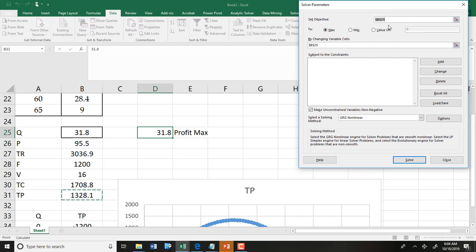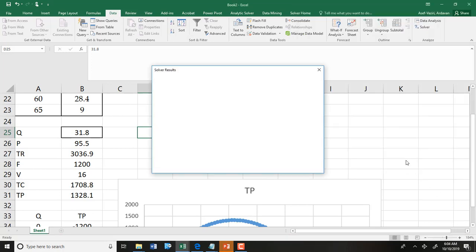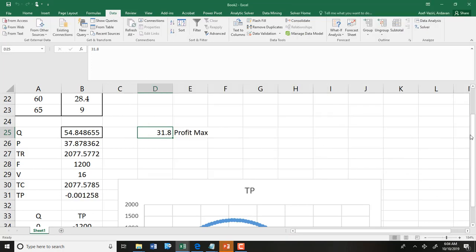I say, Mr. Solver, again, I want you to look at my profit. Again, I want you to change it by looking at quantity. But this time, I don't want you to maximize it or minimize it. I want to set it equal to a value, and that value is 0, which has been typed over there for you automatically. What I can do, I solve and I get 54.